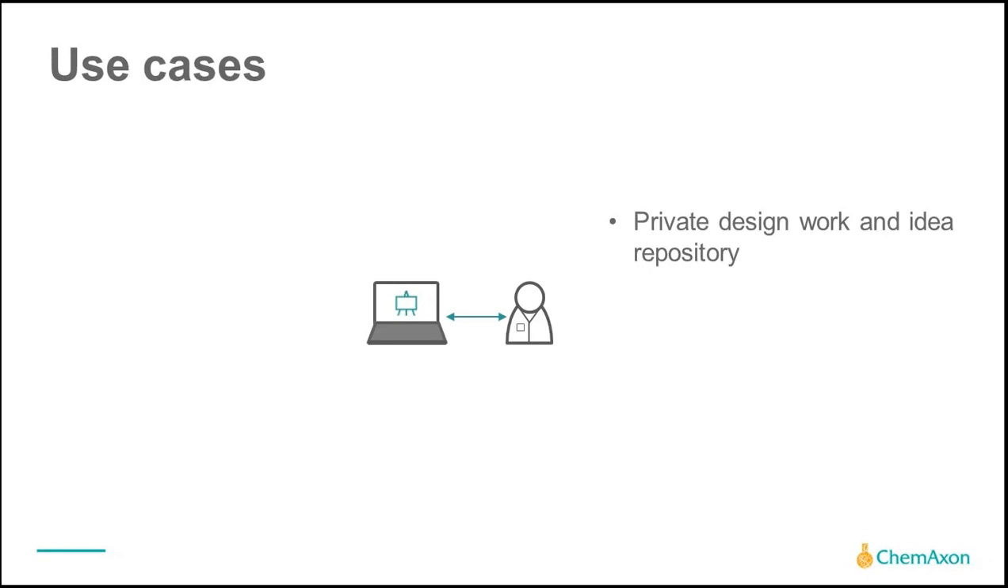Now, one typical use case for Marvin Live would be, well, maybe the lowest scale use case, when a chemist, biochemist, computational chemist, or biologist is using the application alone. So he or she would just design the molecules or analyze the molecules that they have imported into the application, and save their ideas in an idea repository. So it can be thought of as a private playground.